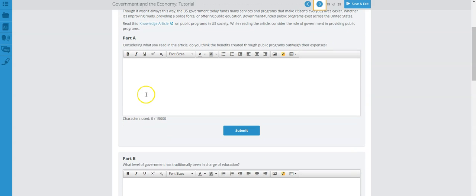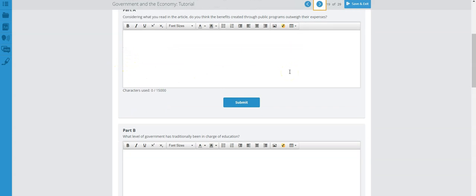And part A says, consider what you read in the article. Do you think the benefit created through public programs outweigh their expense? Please remember that the public programs are also being funded by taxpayers, because many times taxpayers are paying for those public programs. So in reality, it's not that the government is just giving that money away, but you're paying for it. For example, Social Security. You will get Social Security eventually when you hit a certain age, but you're paying for it. It's not like the government is giving it to you for free. So please provide a good response here by giving us a good paragraph.